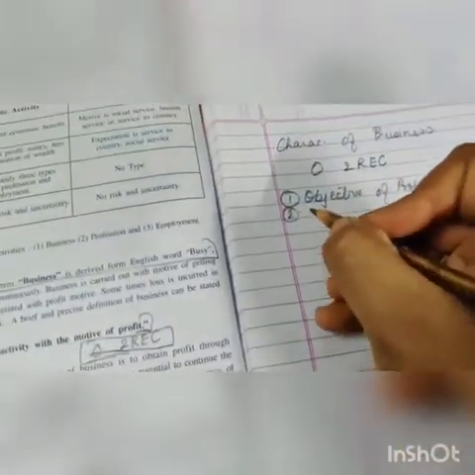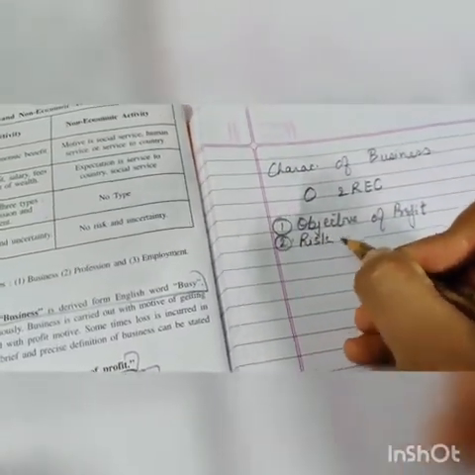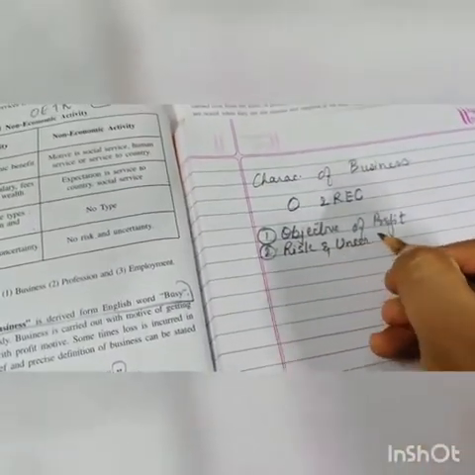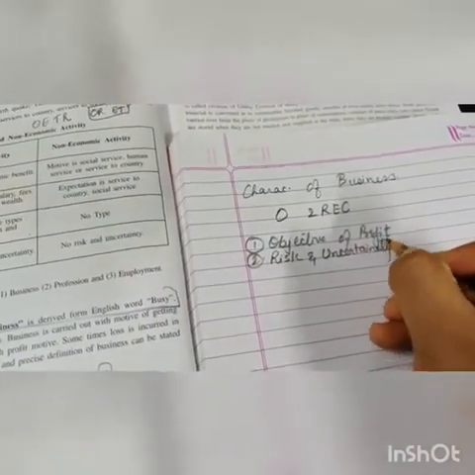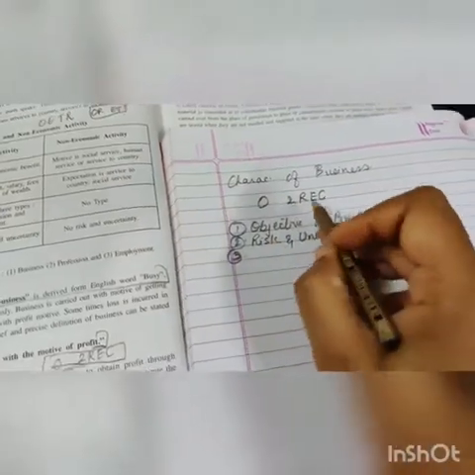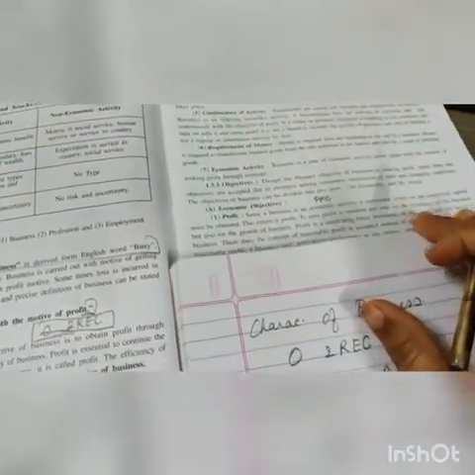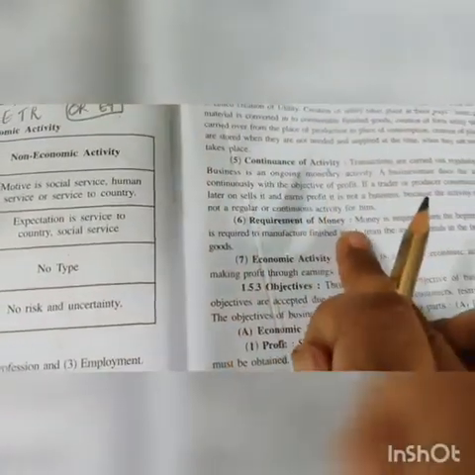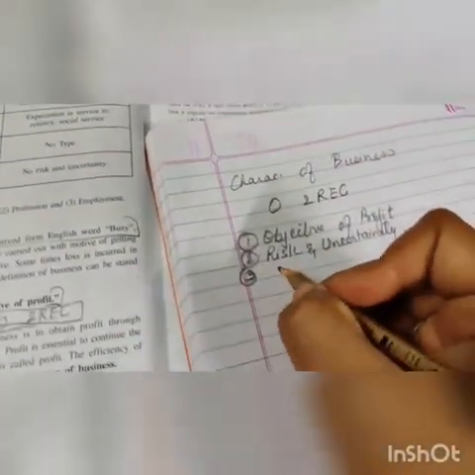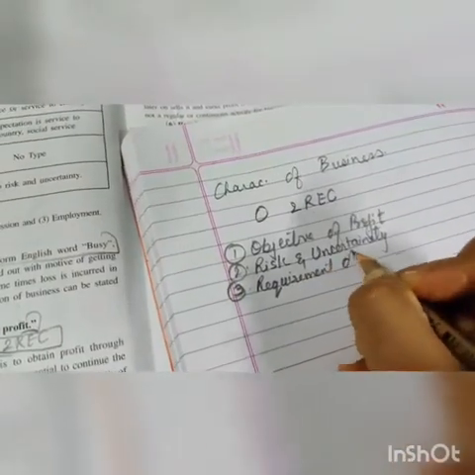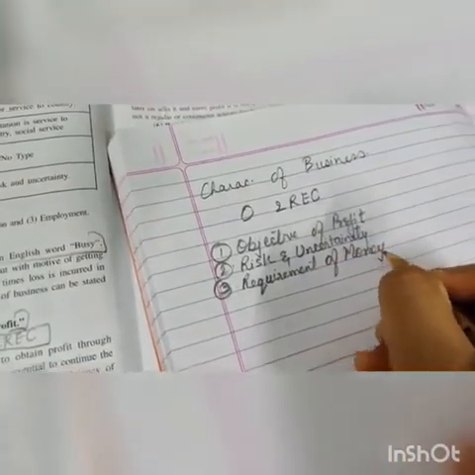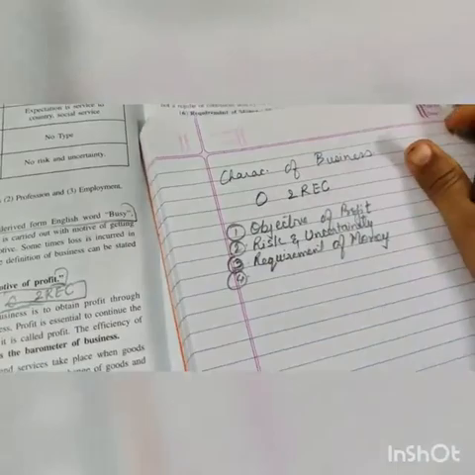Then second, we have to write down R. So what is here? RC, risk and uncertainty. So here we will write down risk and uncertainty. Then third, again there is R, so the second R is C, that is requirement of money. So here we will write down requirement of money.